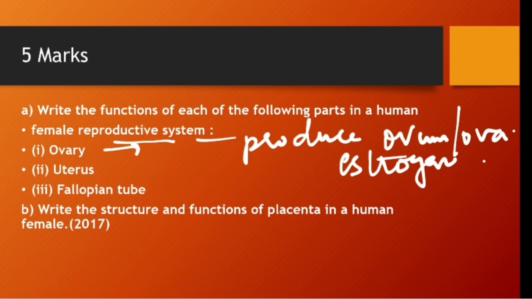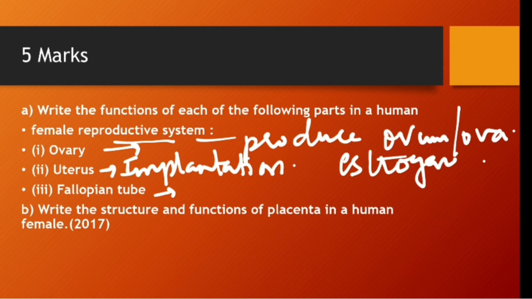So what is the function of the uterus? The uterus is the site where implantation takes place. If you don't know the functions, you can refer to my video. I have uploaded a video on this chapter, and I'll be posting the link in the description box. Please go and watch that video. So the uterus is the site of implantation, and the fallopian tube is the site where fertilization takes place. This is the place where the ovum and the sperm meet. So the fallopian tube is the site for fertilization.